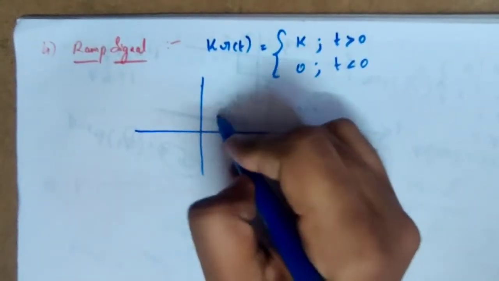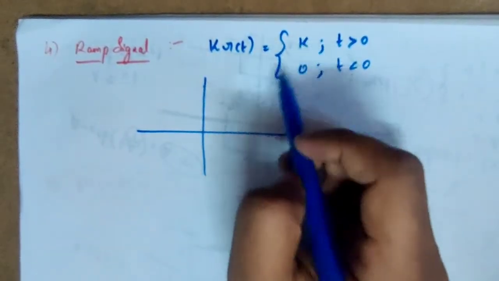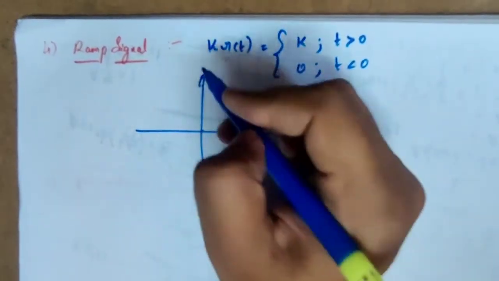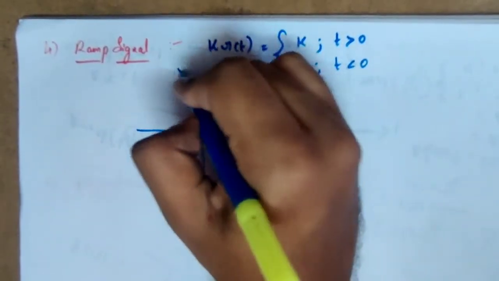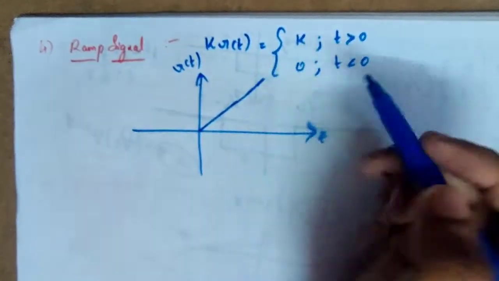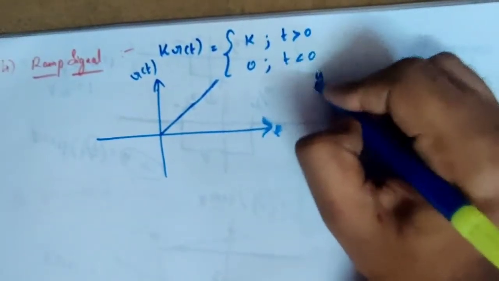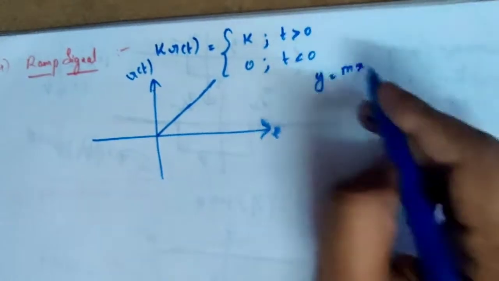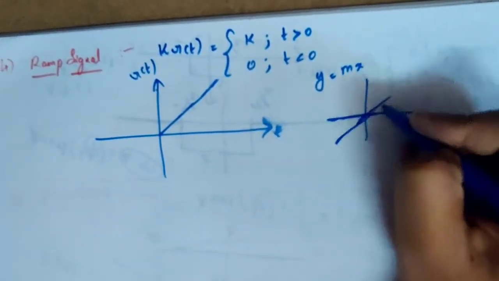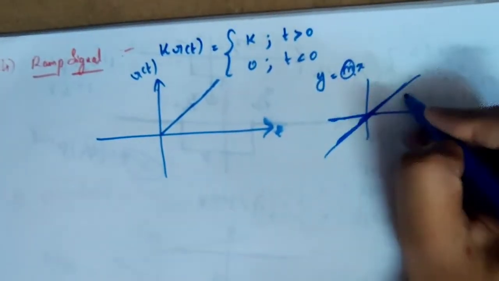How will it be? It is for t greater than 0. If I am saying this is t and this is r of t, that is the ramp signal, it will be like this. You people must be having an idea about this, right? y is equal to mx. How will you write this function as y is equal to mx like this, right? And the slope is m.